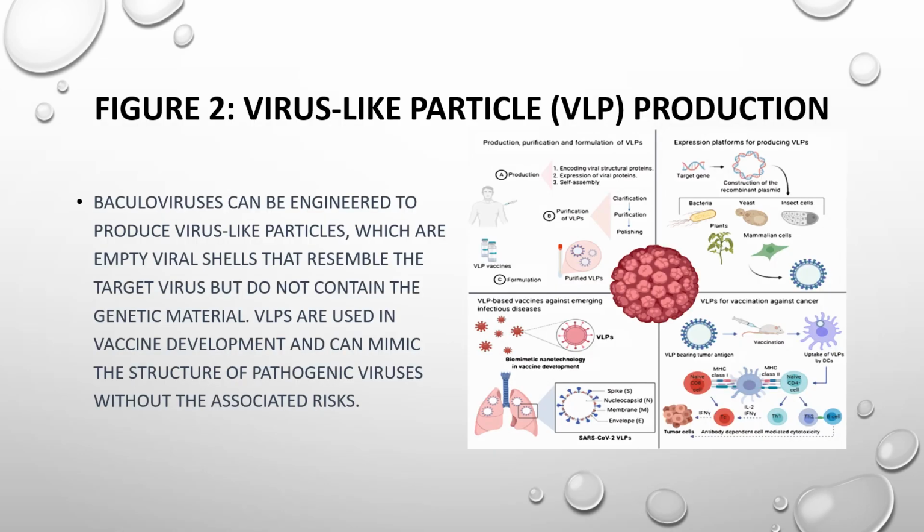VLP production. Baculoviruses can be engineered to produce virus-like particles, which are empty viral shells that resemble the target virus but do not contain genetic material. This is really important. VLPs are used in vaccine development and can mimic the structure of pathogenic viruses without the associated risk, and can also carry genetic material. Also, they can carry medications such as cisplatin, which is a chemotherapeutic. Not only that, but they can carry other oncolytic viruses, which are smaller.